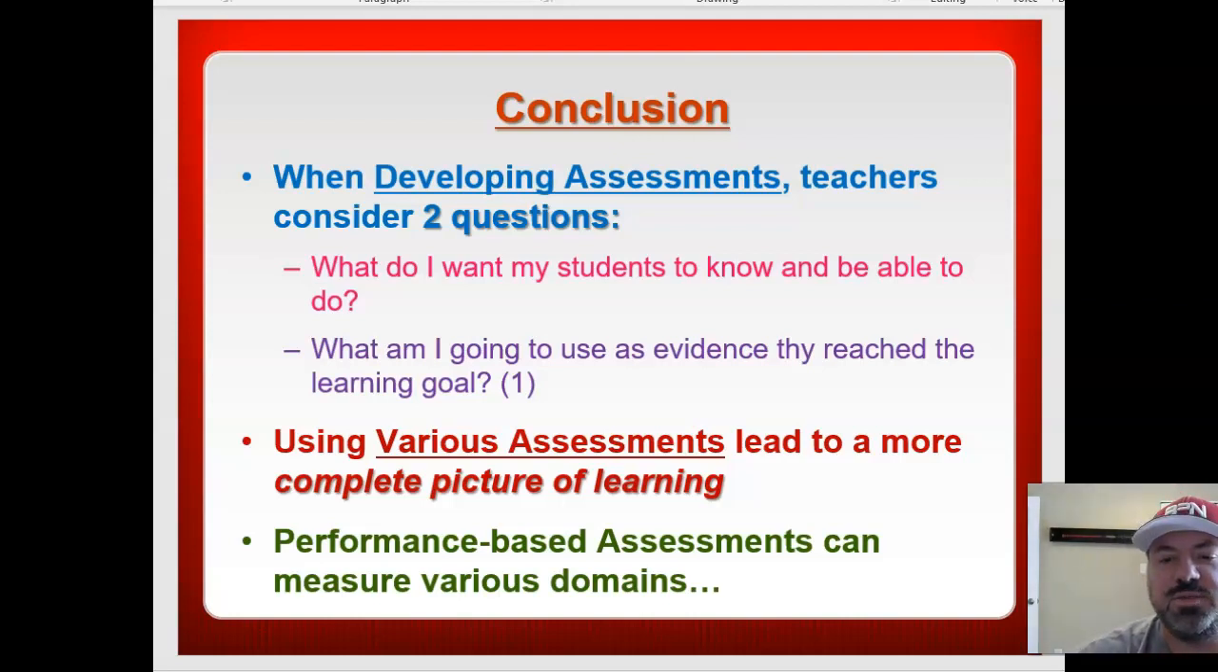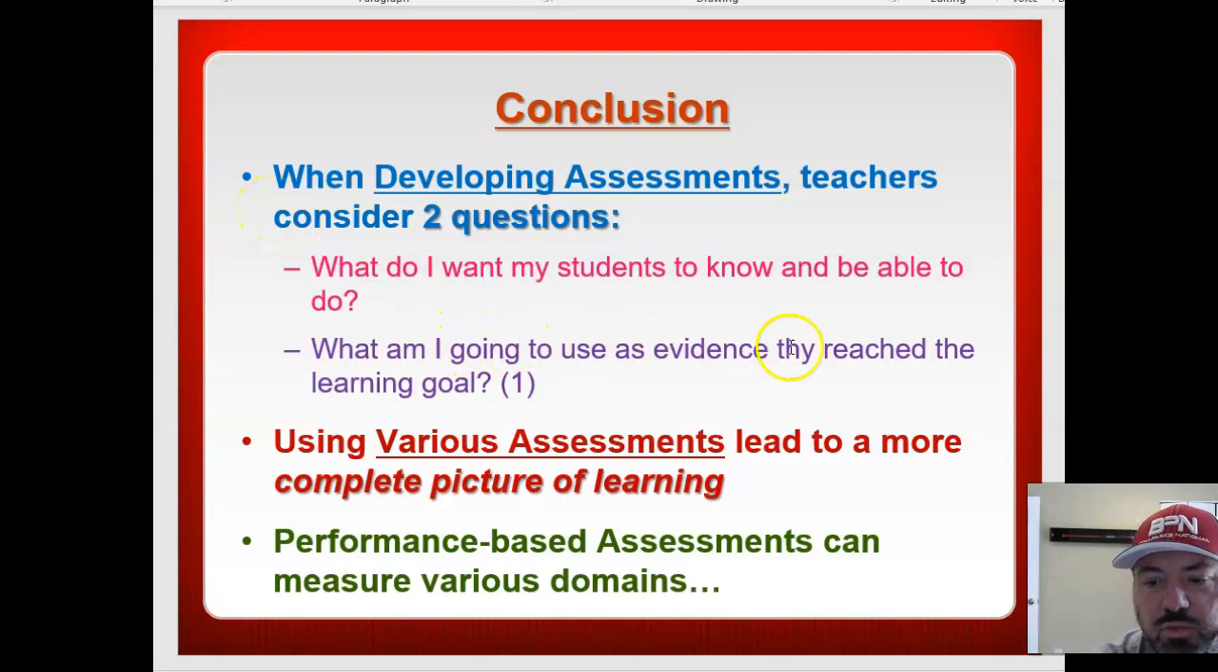When you develop assessments, you need to consider two important questions. What do I want my students to know and be able to do? And what am I going to use as evidence showing they reached that learning goal? All right, so number one, what do you want your students to know and be able to do? And then how are you going to assess it? Remember, we talked about this as backward mapping. You figure out where you want to go at the end. You design what's going to prove you got there, and then you go back and design your learning experience based on the baseline of your students.